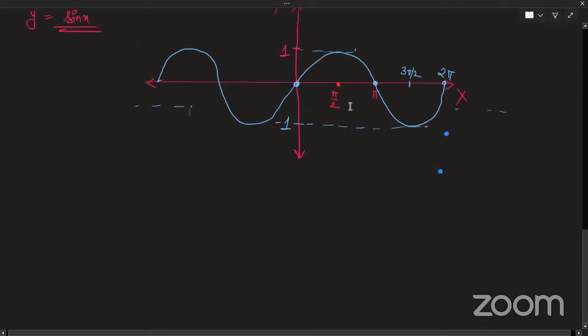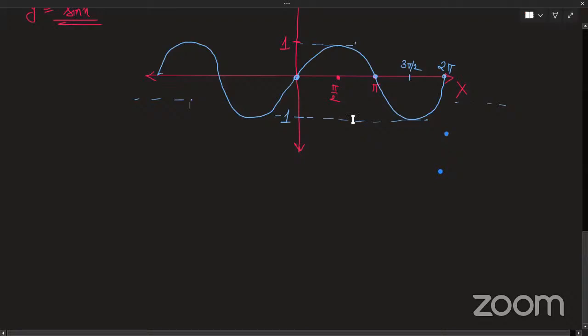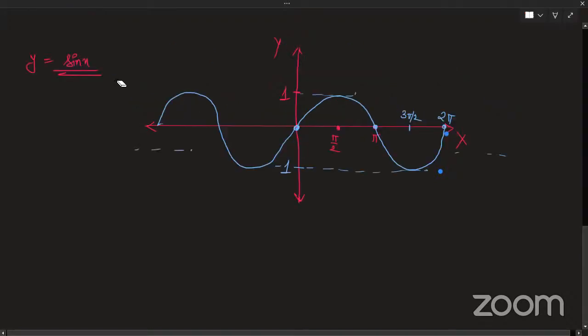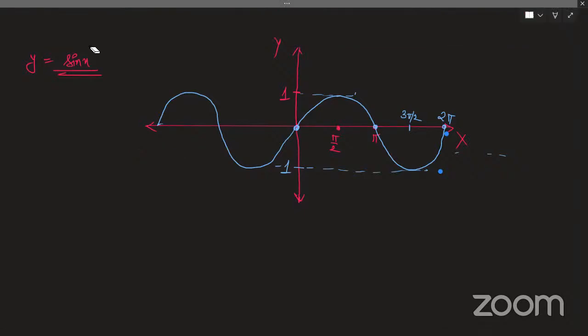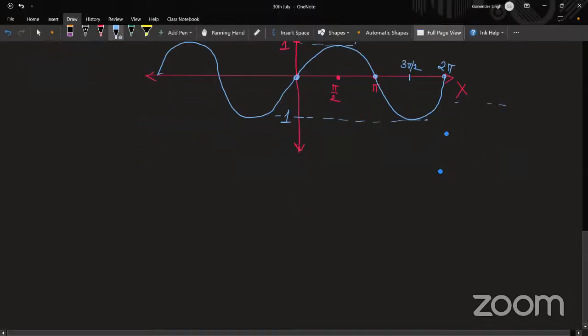You know this thing, right? You know, or you don't know? अच्छा, ये तो पता ही था, है ना? So similarly, if you know this, you know for y is equal to cos x also.